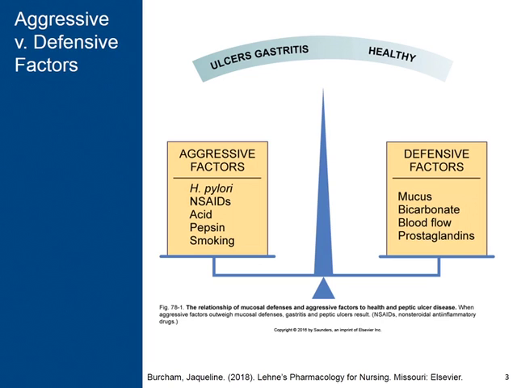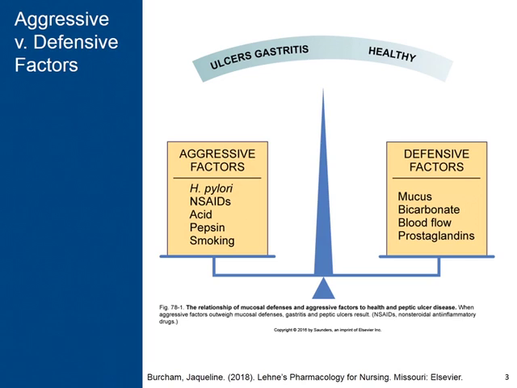Let's go through these defensive factors. Mucus is the first one. This is secreted continuously by the cells of the GI mucosa, and it forms a barrier to protect the stomach cells from attack by acid and pepsin. Acid and pepsin are chemicals that break down food molecules. They are very strong, and they can cause destruction of the GI mucosa. So mucus helps to protect the GI mucosa.